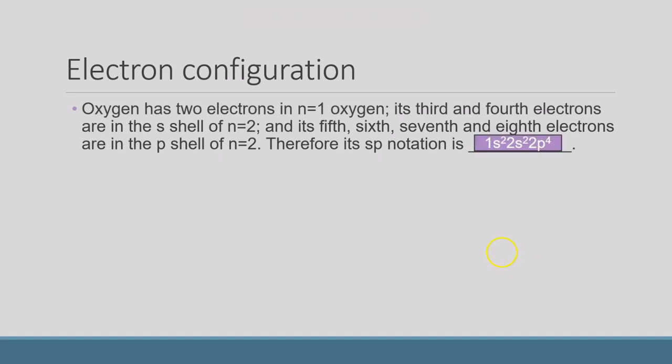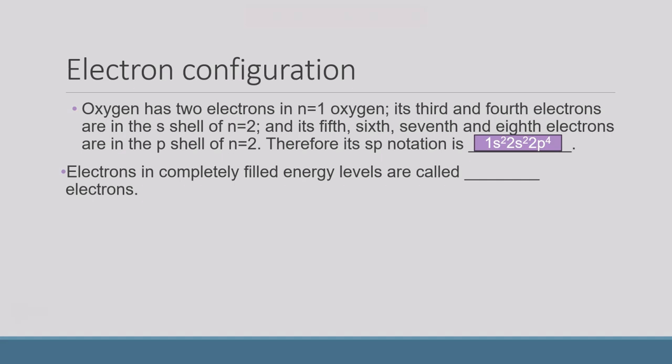Oxygen's electron configuration is 1s2, 2s2, 2p4. So 4 plus 2 plus 2 is 8, which is equal to the number of electrons in a neutral oxygen atom.